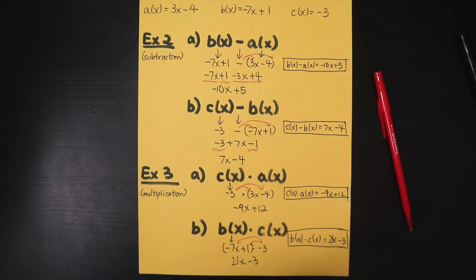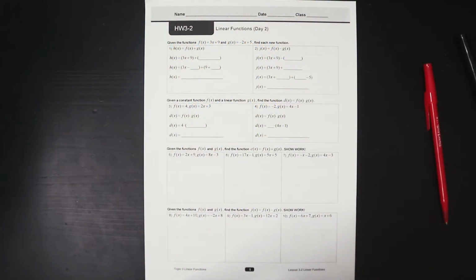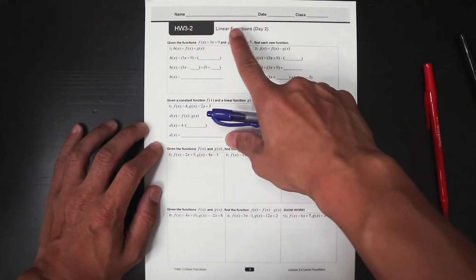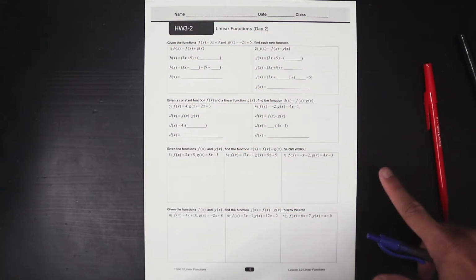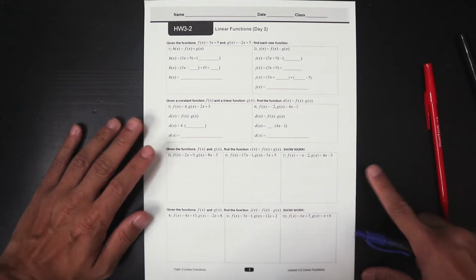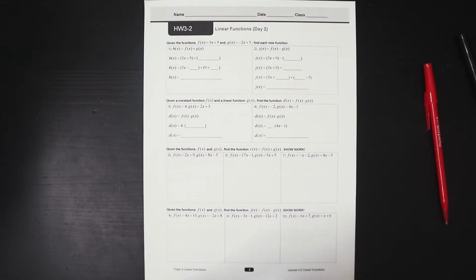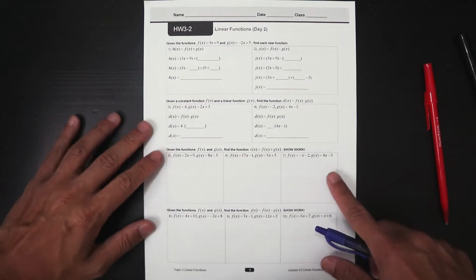Let's go to the homework problem of why we are learning this. Well, on your homework, titled Homework 3-2 Linear Functions Day 2, which is going to be on your Canvas, we're going to take a look at a couple problems so that you know the expectations of showing work in this worksheet. Let's take a look at number 1.